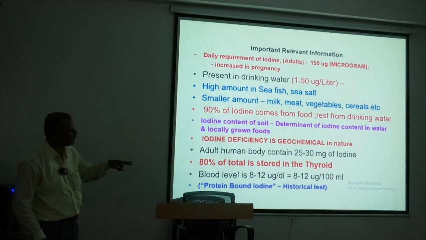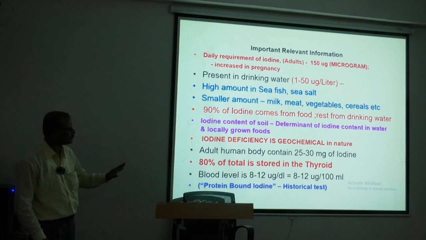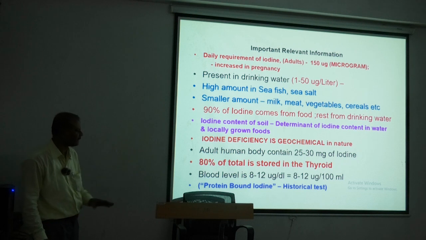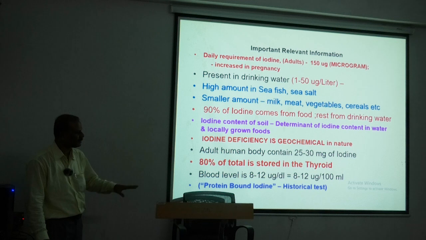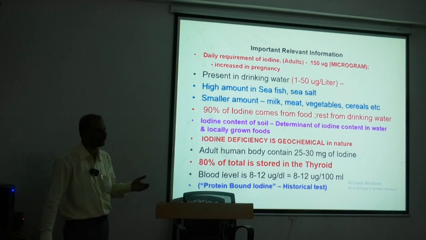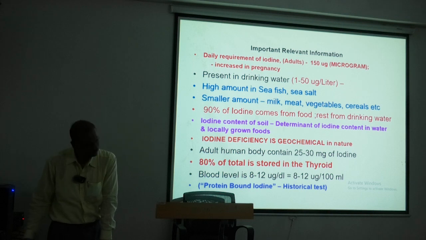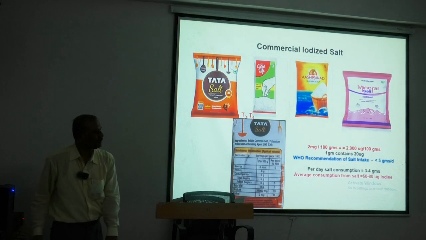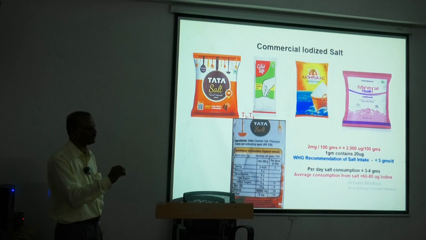An adult human body contains 25 to 30 milligram of iodine, and 80% of total iodine is stored in the thyroid. Blood level is 8 to 12 microgram per deciliter, which we will interpret. Earlier, before the advent of T3, T4, TSH, protein-bound iodine used to be an investigation which was rarely done in very few centers. That is now a historical test from the mid-80s. Now, because of iodine deficiency, iodization of salt is recommended.